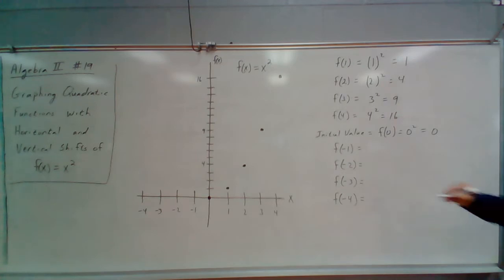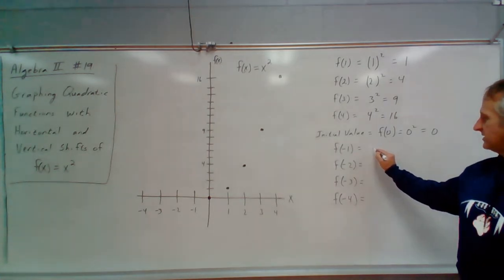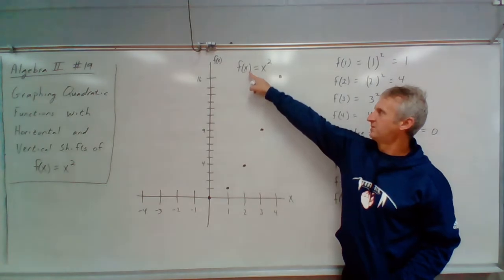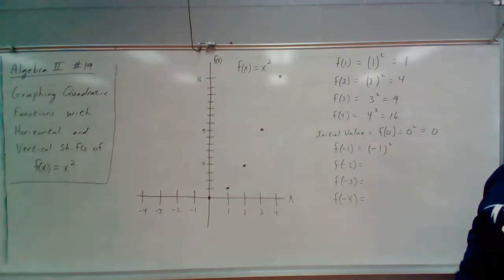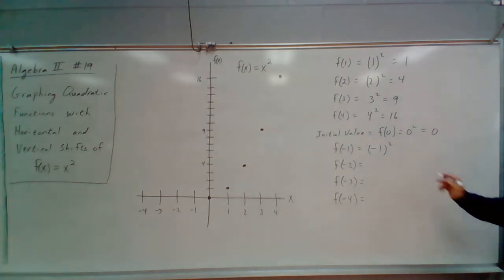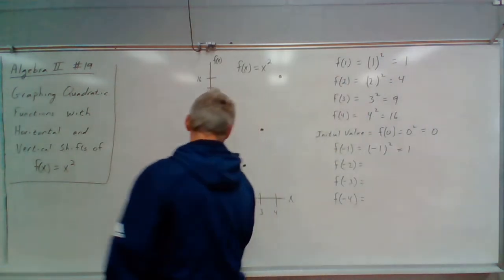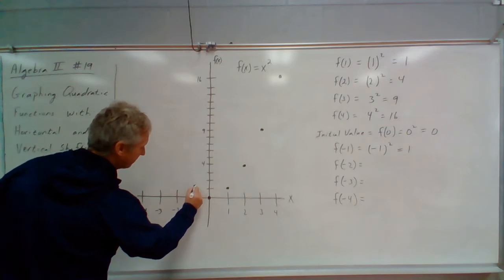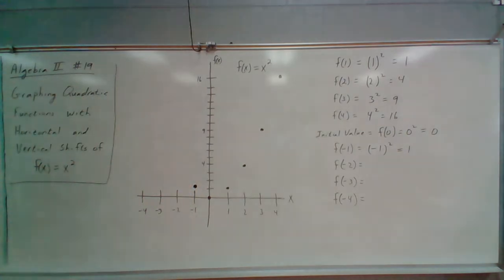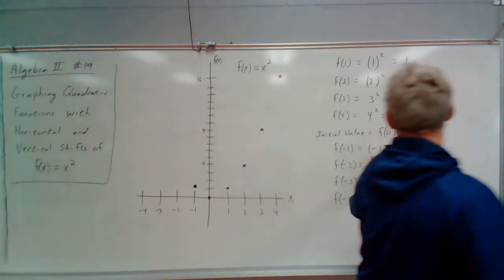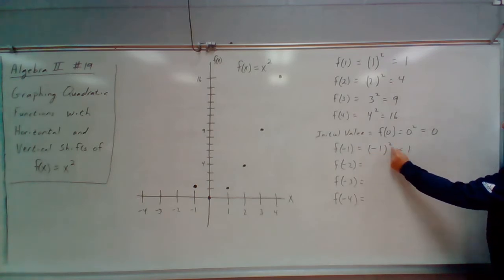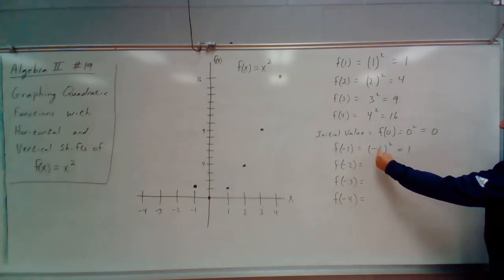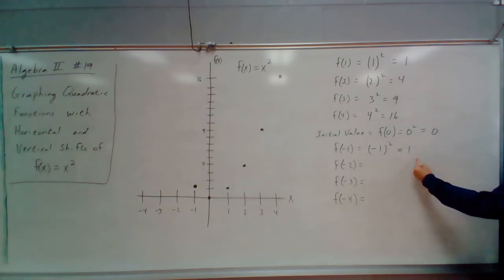All right, f of negative 1. That just means plug negative 1 into the function. So f of negative 1 would be negative 1, in parentheses, squared. Negative 1 times negative 1 is a positive 1. So if I plug negative 1 into the function, it spits out a positive 1. So let's plot that. It's essential that you have these parentheses around the negative 1. The parentheses mean to square the entire thing, so this means negative 1 times negative 1, which gives you a positive 1.